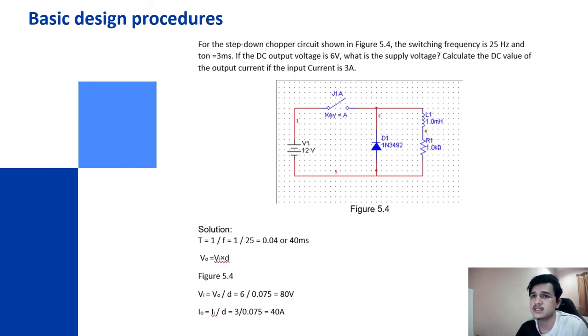And then this is a basic design procedure for the step down chopper. The circuit is shown in figure 5.4. The switching frequency is 25 Hz and ton is 3 ms. If the output voltage is 6 volts, what is the supply voltage? Calculate the DC value of the output current and input current at 3 A. So as we can see in figure 5.4, the solution is as shown on the slide.